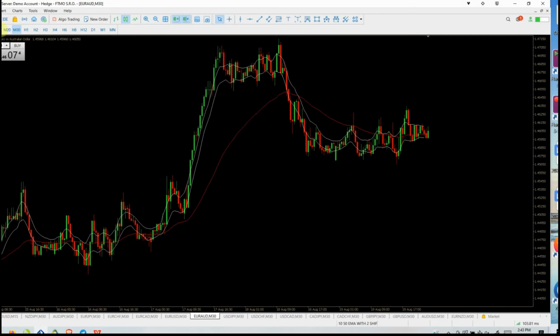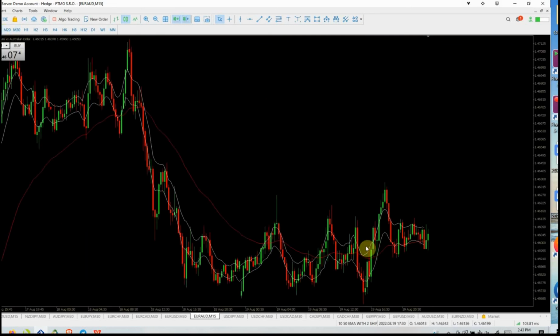If I go to the 15 on this Euro Aussie we were just looking at, then I had a buy signal right here. I had a signal to go long at the close of this candle, and look what happened. It barely went up a tiny bit more, and then it came right back down, and at best you'd probably be sitting at break even right now on a trade that's probably going to turn into a loss. So this is why I say don't use the short time frames.